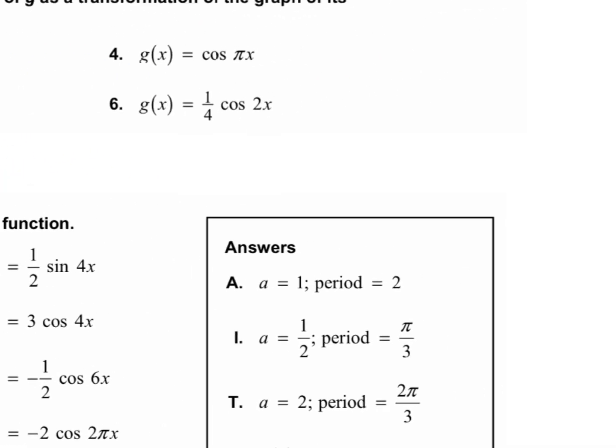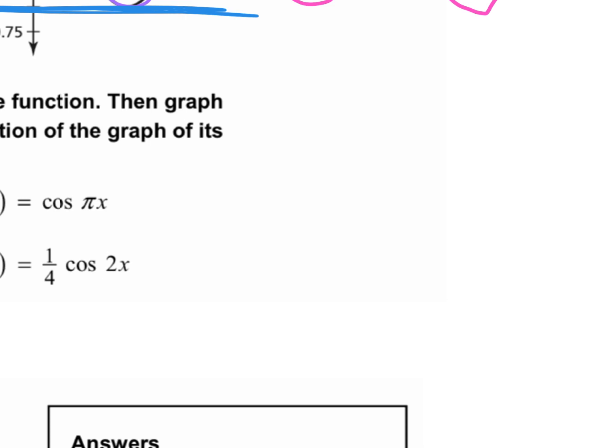All right, let's look at number 6. Now we have a cosine one. So what's our A? 1 over 4. And what's our B? 2. So what's our amplitude? 1 over 4. And what's our period? 2 pi over 2, which is just pi. So let's go ahead and graph it.